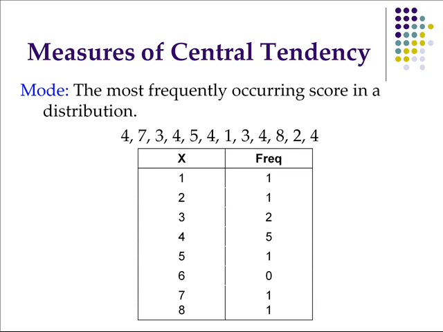Often, data is presented in a frequency table, like this, which shows the scores, labeled as X's, and the number of times each appears. Here is a frequency distribution of our data. As you can see, the score 4 in the X column occurred 5 times, as seen in the frequency column. That is the most commonly occurring number, and it is the mode.